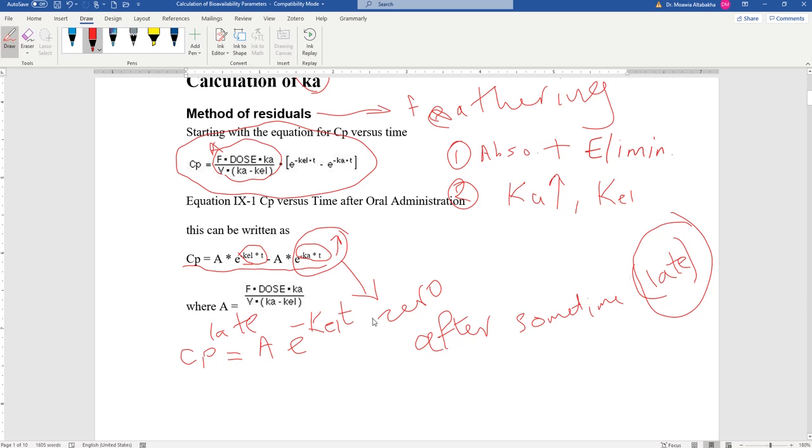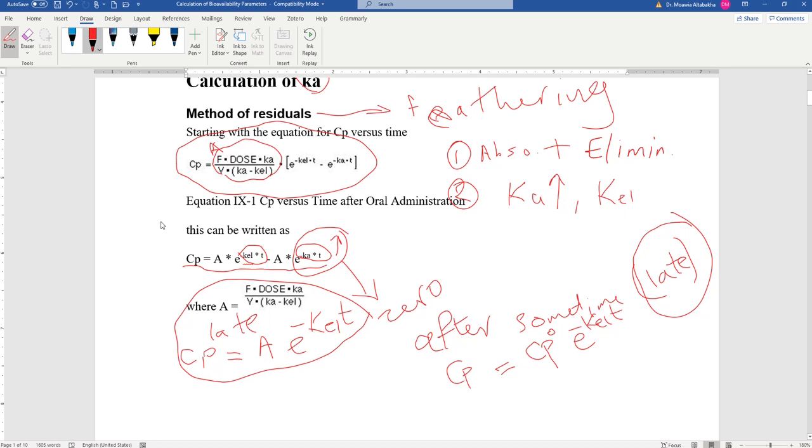Does it remind you of something? Does this remind you of an equation? If you remember the equation, Cp is equal to Cp0 e^(-KEL t). It's very similar. If you put it on semilog graph paper, you will get a straight line, right? The same is here. So after some time, the data points on your semilog paper can fit into a straight line.